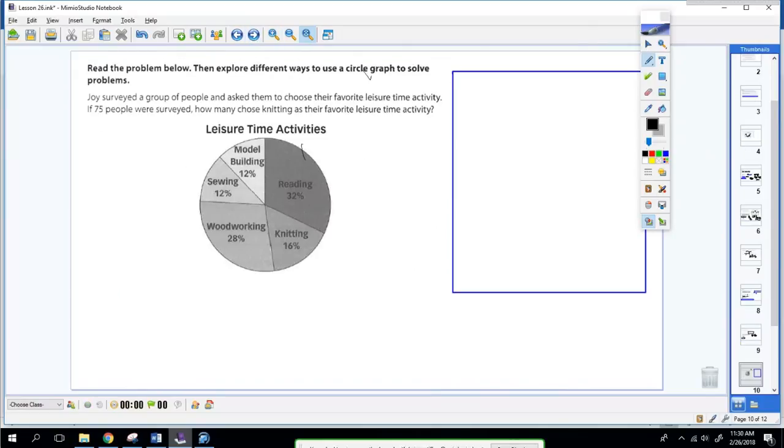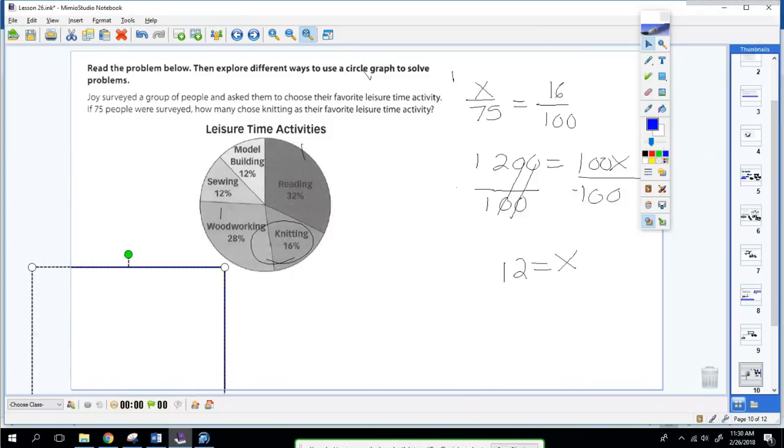Okay. Read the problems below, then explore different ways to use a circle graph to solve problems. Joe surveyed a group of people and asked them to choose their favorite leisure time activity. If 75 people were surveyed, how many chose knitting? Knitting is 16%. So we set up a proportion: x over 75, where x represents the number of people who do knitting, is equal to 16 over 100. 16 over 100 represents 16% over 100%. Then you cross multiply and divide, and it would be a total of 12 people who did knitting out of the 75.